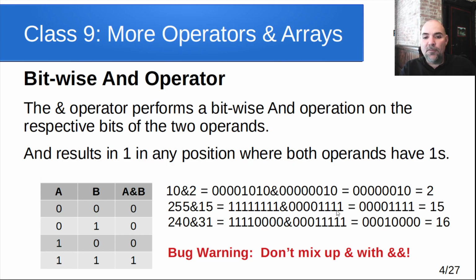We said, all I care about is the low 4 bits. I'll put a 1 in those 4 positions. Everything else will be forced to a 0, and I'll just see what that pattern is that passes through. One quick bug warning here. Do not mix up the single ampersand with the double ampersand.